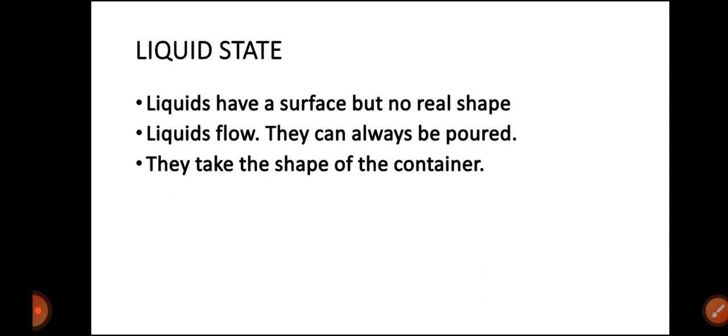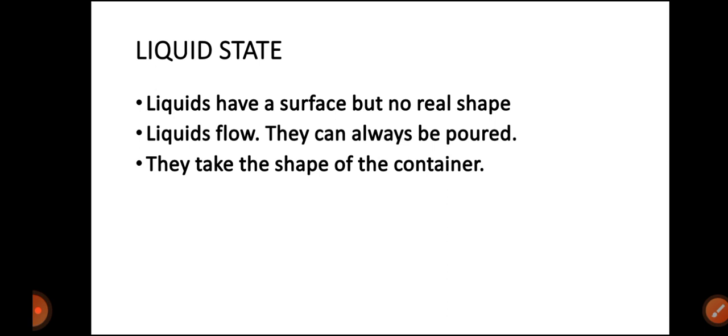The liquid state, we all know what liquid is. Anything that can flow around, maybe depending on the surface that they find themselves on, or flow out of a container, they are in liquid form. So liquids have a surface but not a real shape. They take the shape of the container which they find themselves in. Liquids flow from one point to the other. They can always be poured.